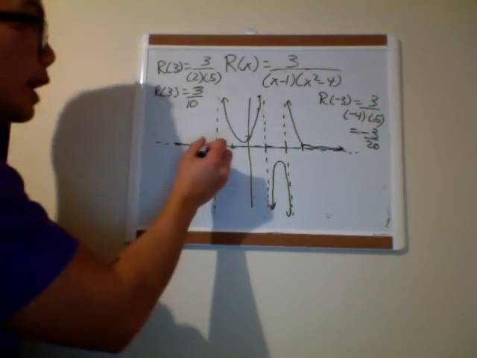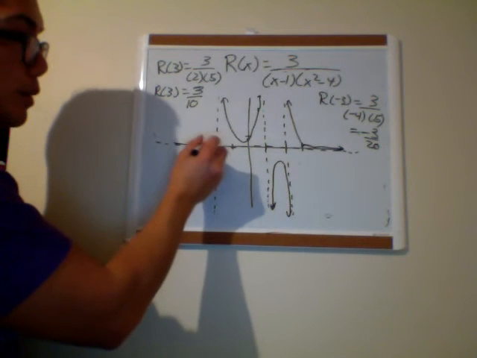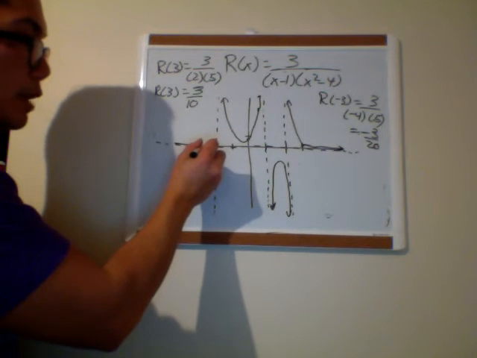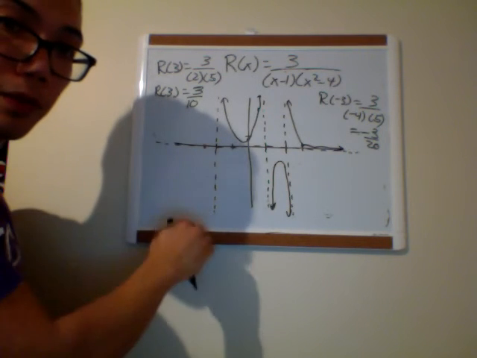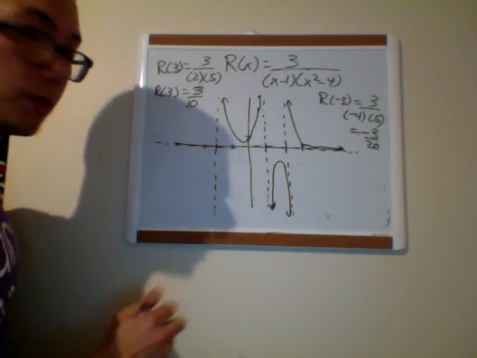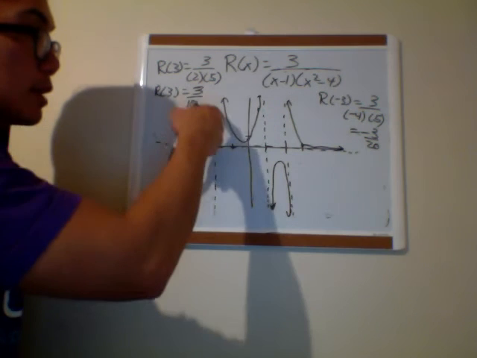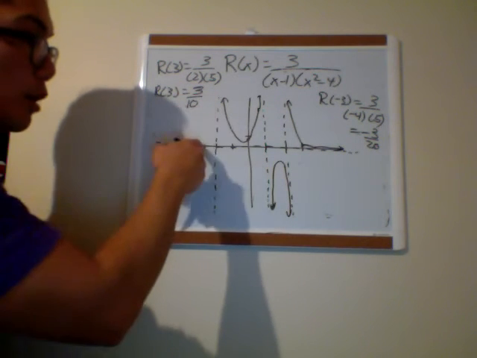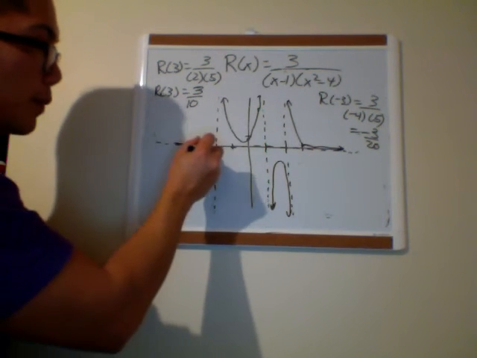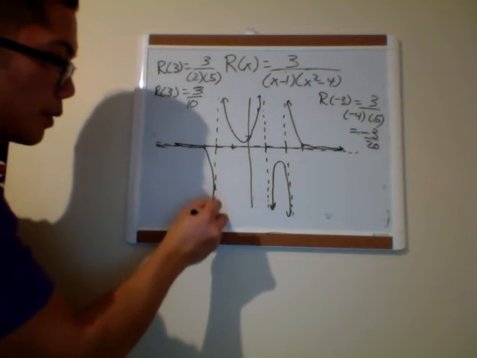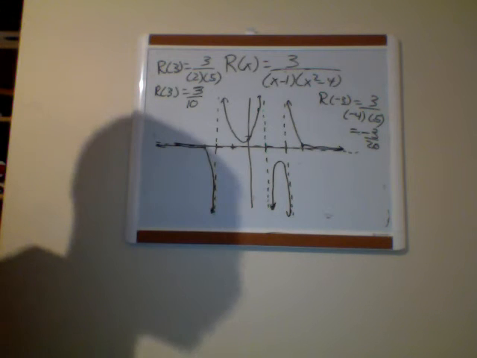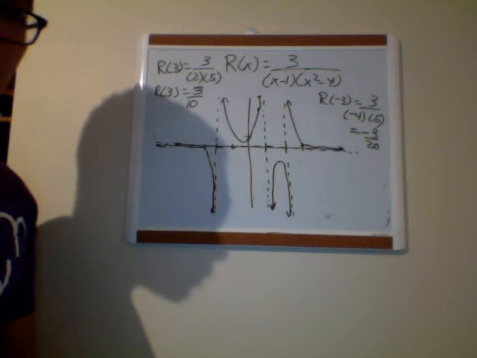So I know at negative 3, I'm at negative 3/20, which is really close to the axis. So I know I'm below the horizontal asymptote, which makes sense because since this is an odd multiplicity, this has to go up and this has to go down. So I know my graph ends up looking like that for that problem.